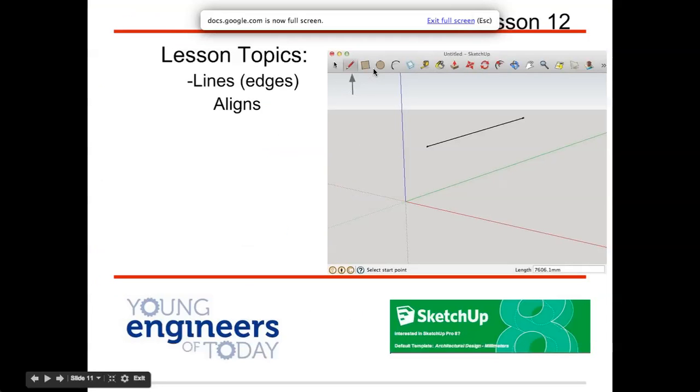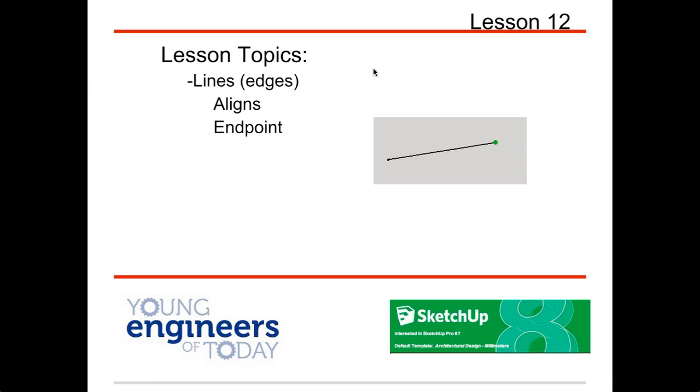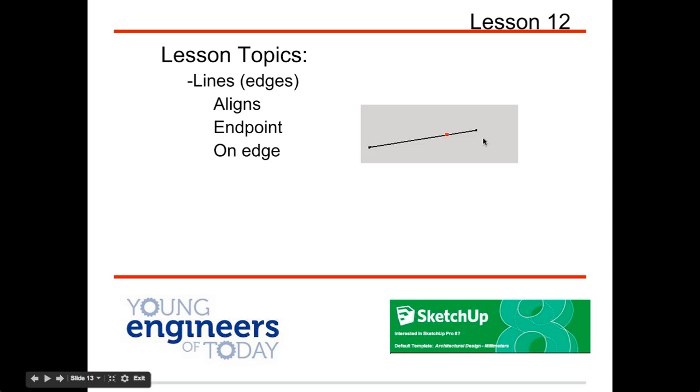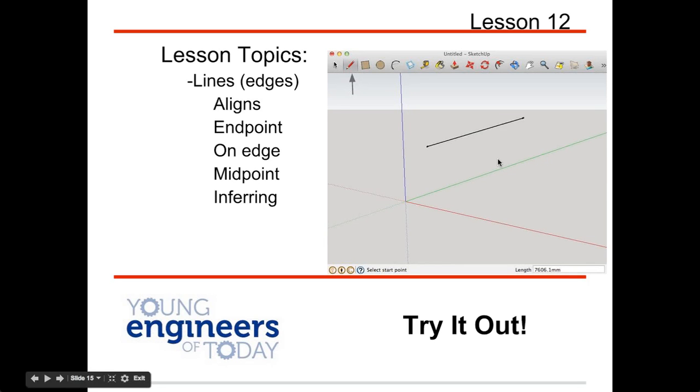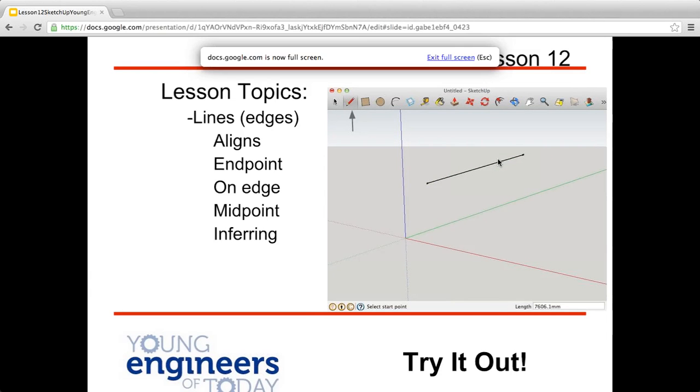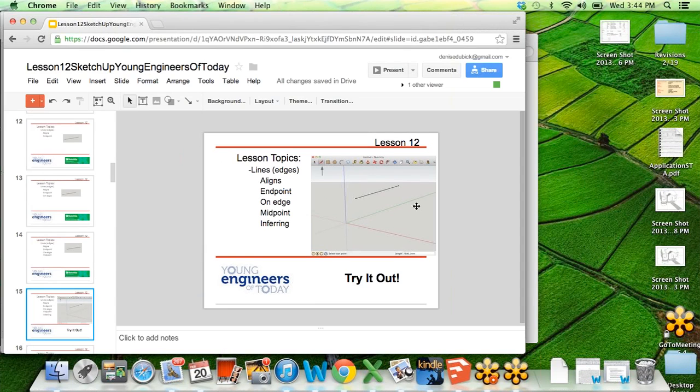And then we have lines and edges, and we saw before how it's going to want to align them onto certain planes. And it's going to let us know about endpoints, when your mouse pointer is on the edge, midpoints, which are those cyan colors, and inferring. And inferring is just super helpful when you're trying to make a specific shape, or you're connecting lines, or you need to end a line halfway, at the midpoint.